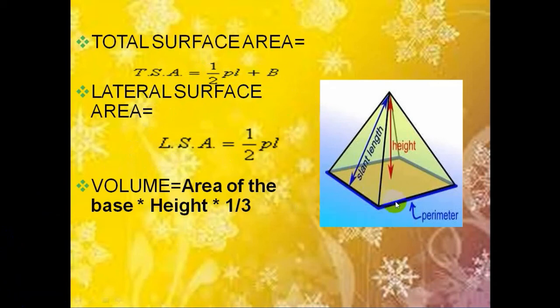P is actually the perimeter, L is the length, and H is the height. So lateral surface area is 1 over 2 P multiplied by the slant side length. B represents here the base. You see we can also put here H. Now volume of this figure is the area of the base multiplied by height multiplied by 1 over 3.